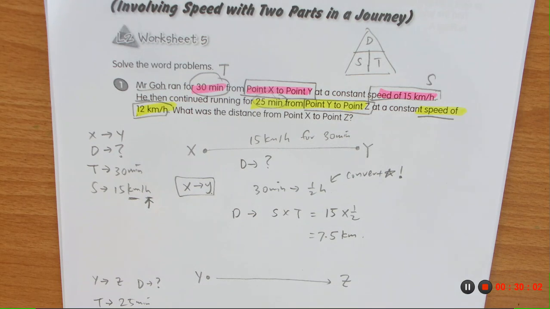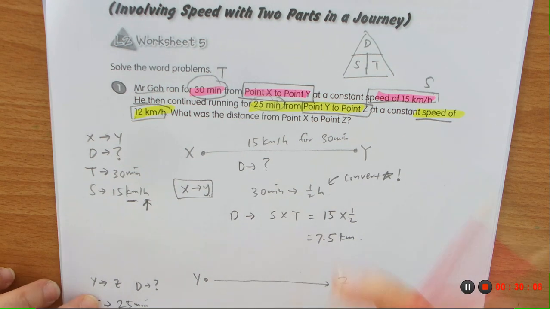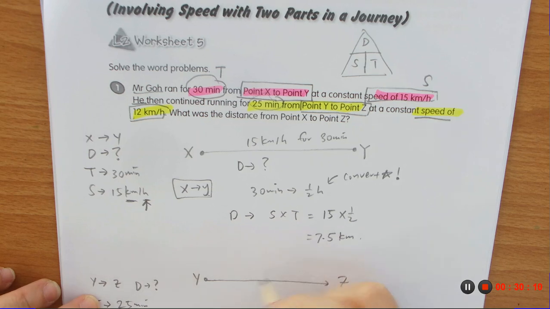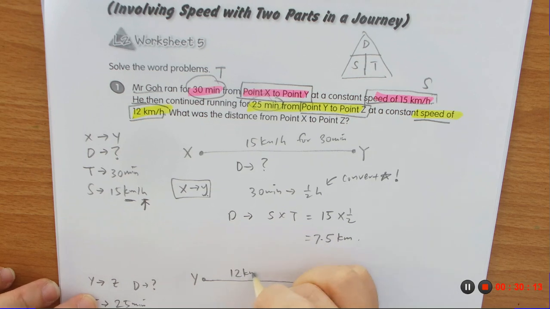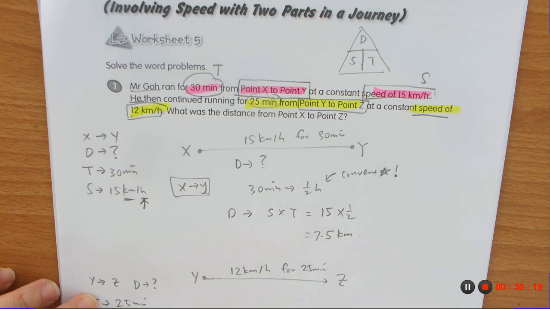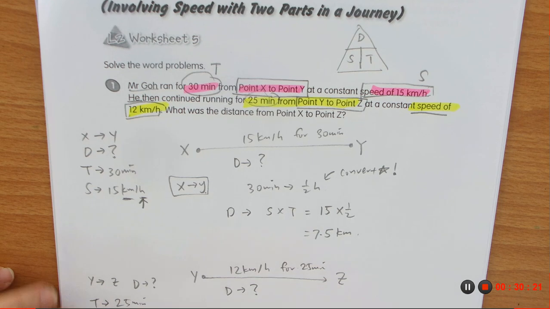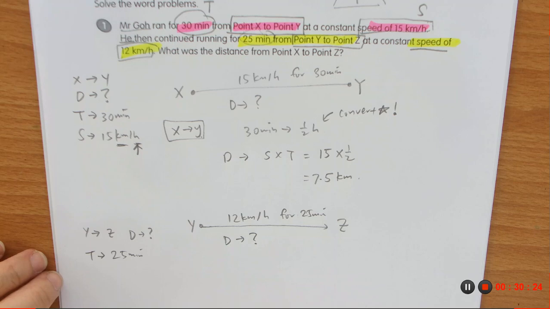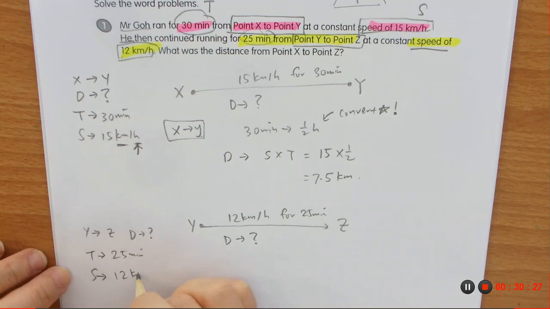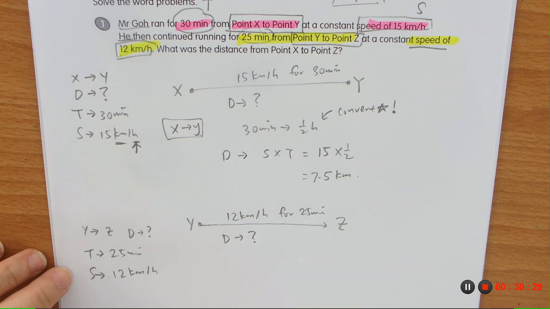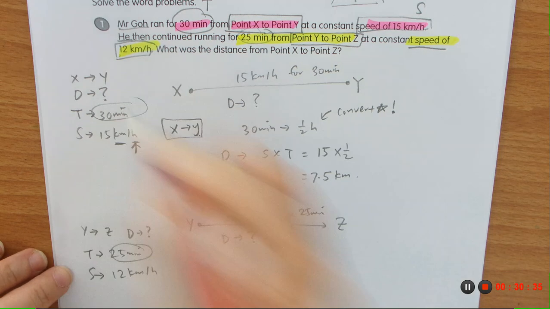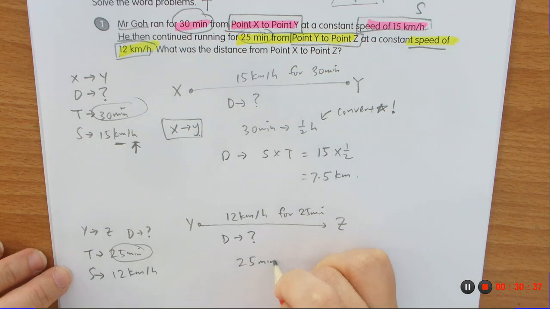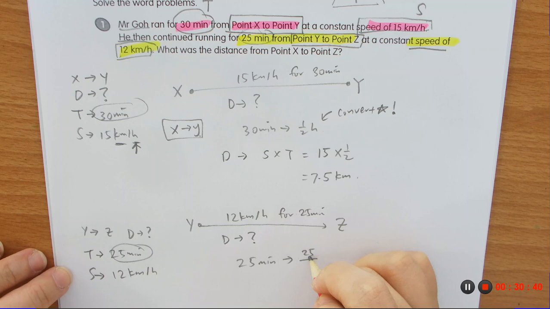So for Y to Z, it is kilometers per hour for 25 minutes. And again, you're looking for the same identity that's missing. And the speed again is kilometers per hour, so I'll be very careful with the units. This is minutes. So I have got to do the first step, that is to convert 25 minutes to how many hours? Okay, very good. Quick.